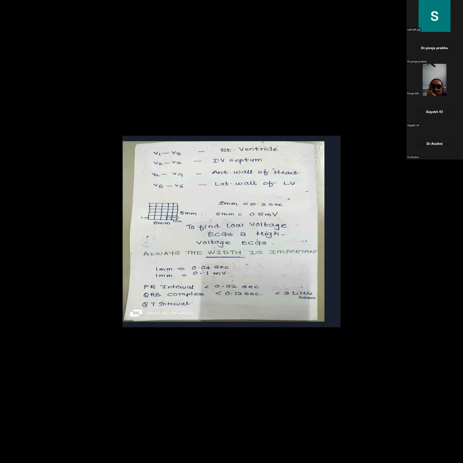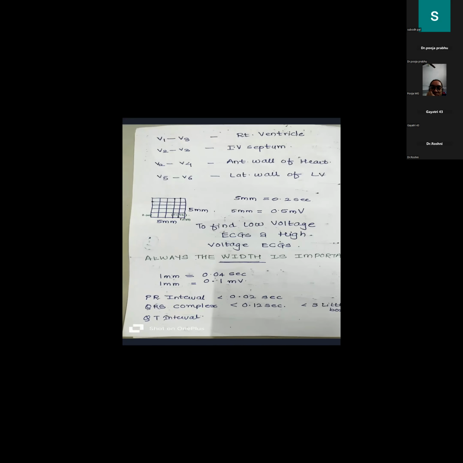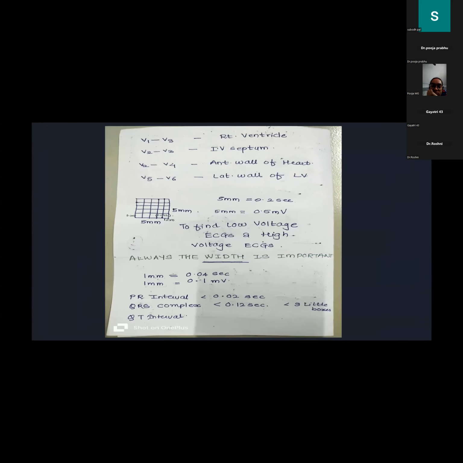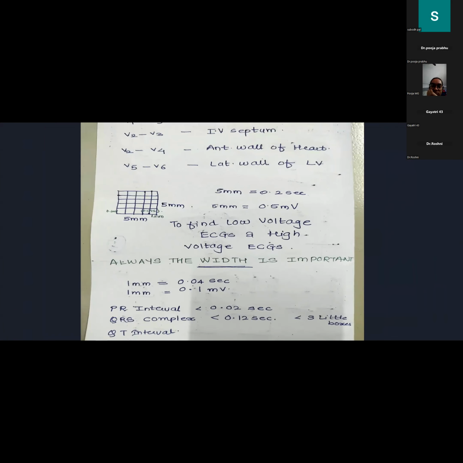What will be your paper speed? If you have seen the ECG machine, there are three speeds: 10 millimeters, 25 millimeters, and 50 millimeters. Normally we set the paper speed at 25 millimeters per second. If you see this box, there is a small box which I have drawn here. In the big box there are 25 small squares.